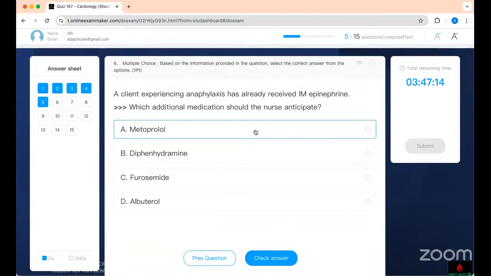Which additional medication should the nurse anticipate? That means what do you do next? A client experiencing anaphylaxis has already received IM epinephrine. When you have anaphylactic shock, it's due to allergies that can cause severe vasodilation too, and they will make your condition very like a septic shock, but it can affect your airway. The first thing you do, they get an epi, right?